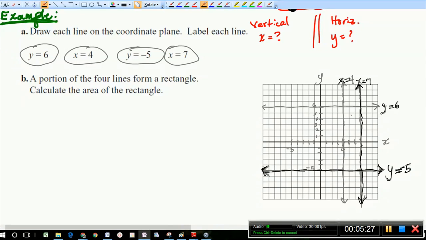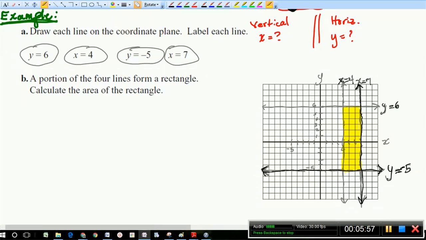A portion of the four lines forms a rectangle, so let's highlight that rectangle. Here we go. Highlighting it in a bright yellow. There's the rectangle. Here's my rectangle that the four lines intersect to create.